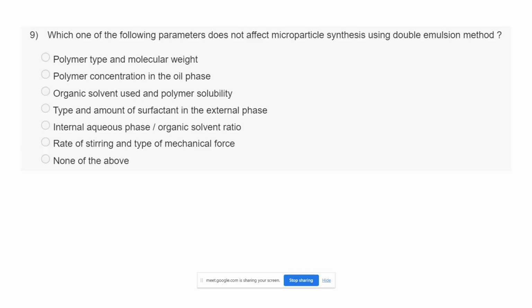All the parameters in the above options are correct. So none of the above would be the correct answer here. All the parameters actually affect formation of microparticles using double emulsion method.